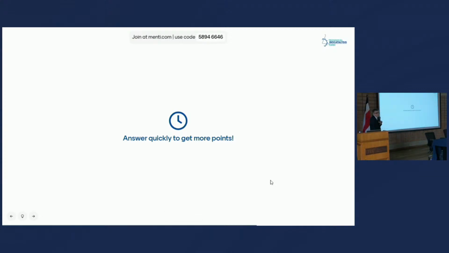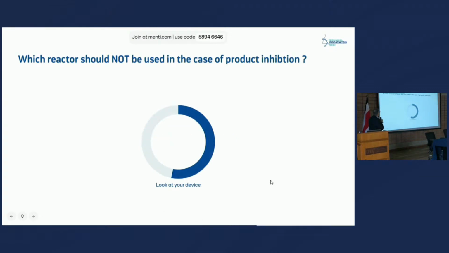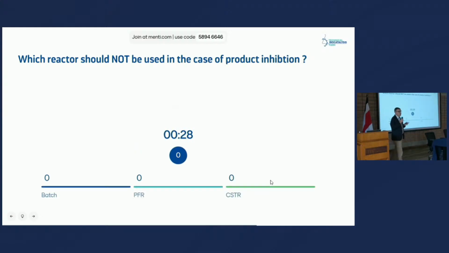The question is, what reactor would you choose? Very simple. No, which should not be used. So let's assume you have a product inhibition. What reactor will you not use in case of a product inhibition of these continuous variants? Is this a CSTR, continuous stirred tank reactor? Is this a plug flow reactor? Or is this a batch reactor? Only one you will not choose. The other ones you can choose, and you can just play with the profiles you have seen before.